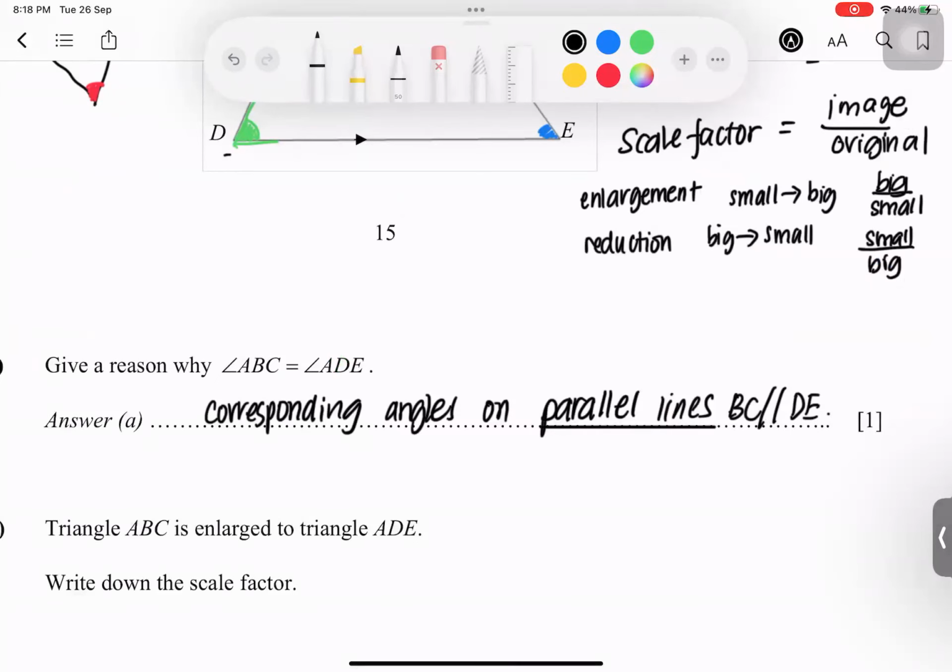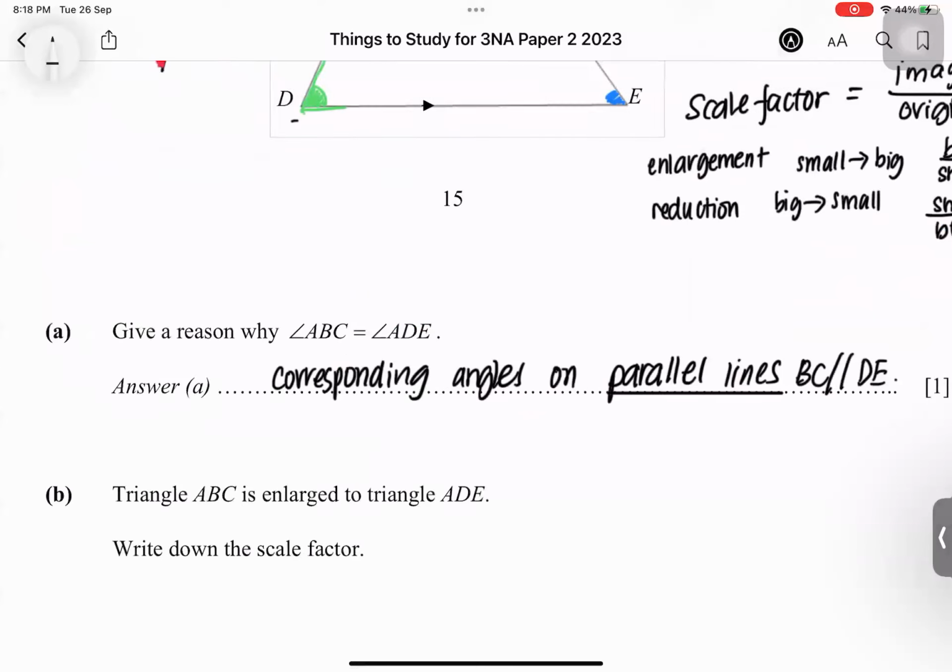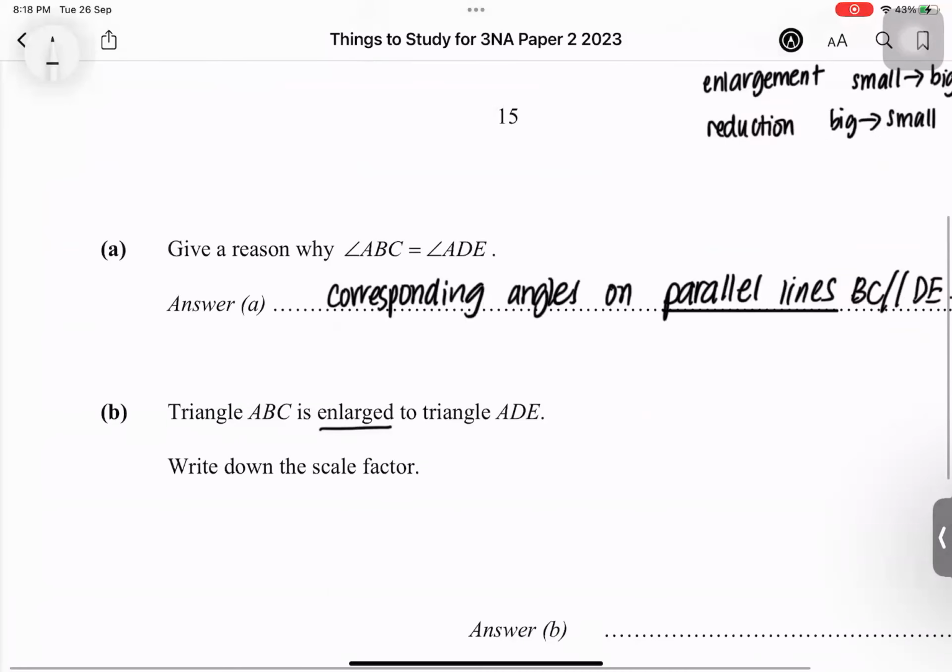Okay, next one, triangle ABC enlarged to... what is spelled wrongly? Which one is spelled wrongly? The corresponding spelled wrongly or the parallel line spelled wrongly? Corresponding, you don't know how to spell corresponding, eh? Can lah. Okay, we are not that particular. I understand it's the correct property we give you.